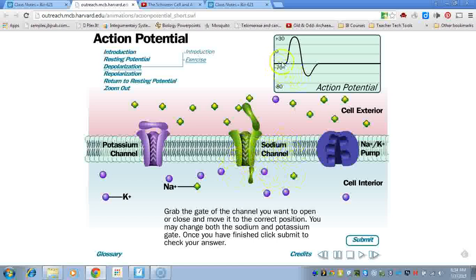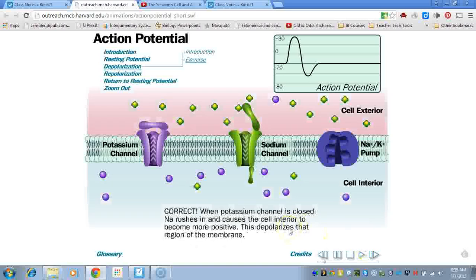So the graph up here is showing what happens to the charge. So charge is negative 70 millivolts. Okay, so the negative is inside the membrane. And once the sodium starts to come in, that charge is going to start to go up. And then it's going to go up really fast so that it's positive on the inside and negative on the outside. So let's see what happens. See if we're right. Oh, submit, it says. Yay, we're right.